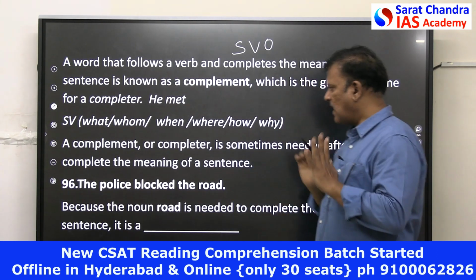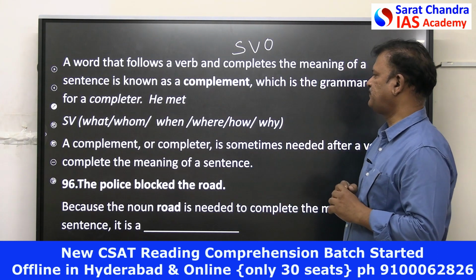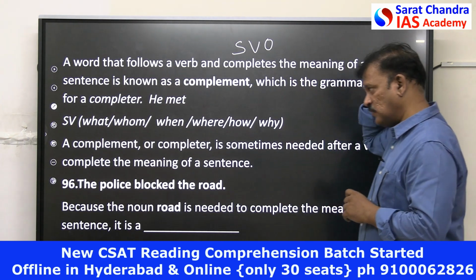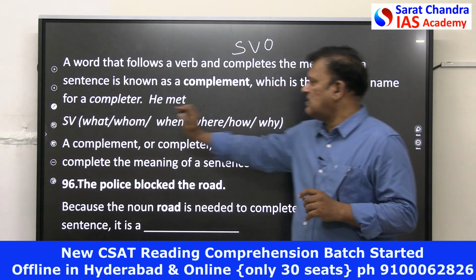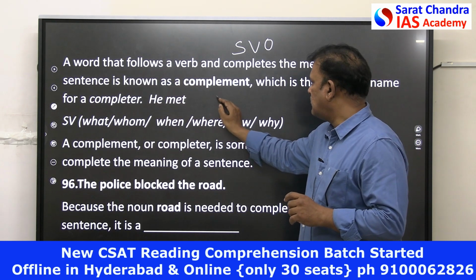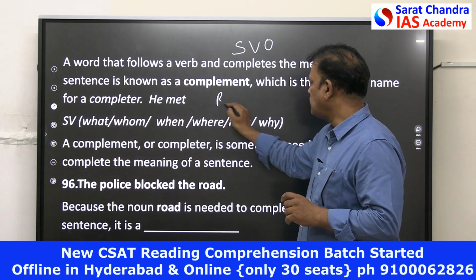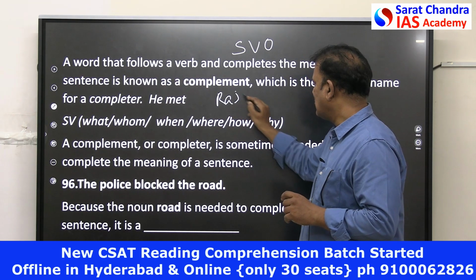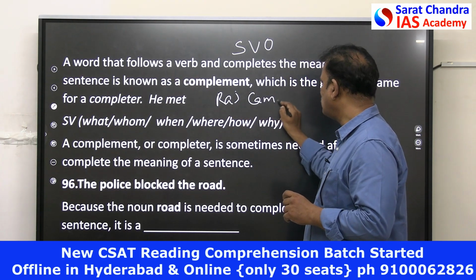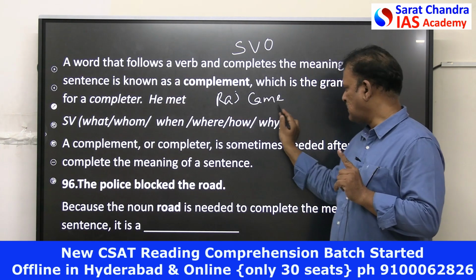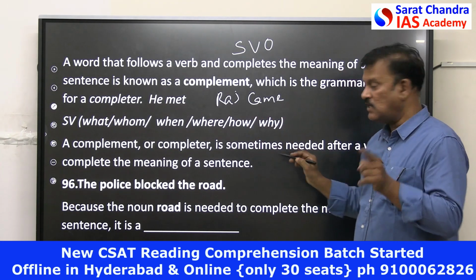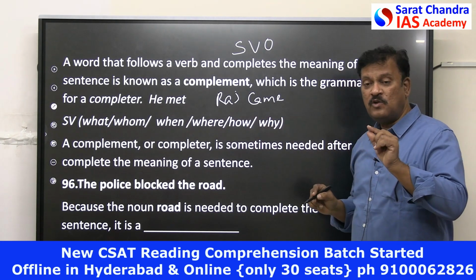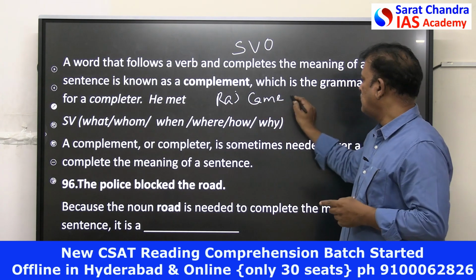Okay, now look at this. Another thing you need to know here. Look at this. Raj came. Where is the verb? Came. Who came? Now see, I'm giving you a word and you give a question to that word.